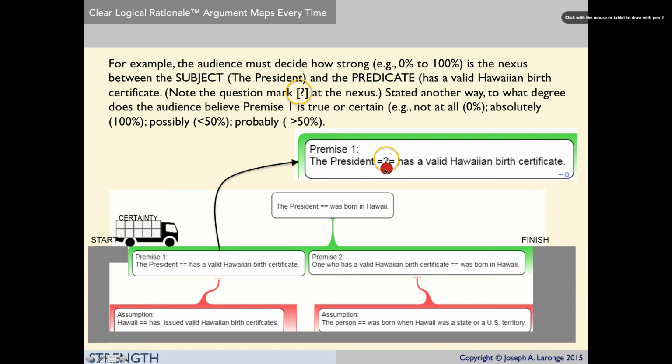So you kind of have a question here about whether this category belongs to this category. Because remember, a sentence is an assertion that it fully belongs, 100%. So stated another way, to what degree does the audience believe premise 1 is true or certain? It could be not at all, 0%, absolutely 100%, possibly maybe less than 50%, probably more than 50%. There's a lot of textual terms that are used to describe the degree of belief.